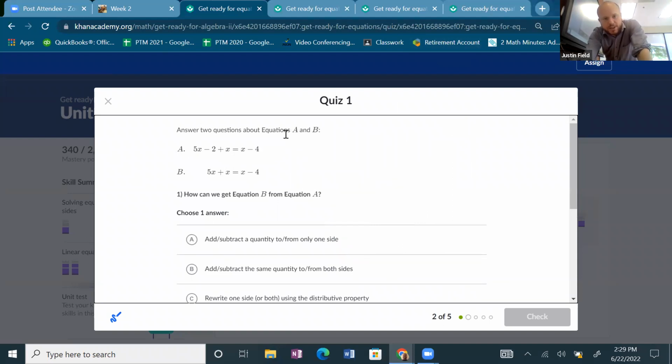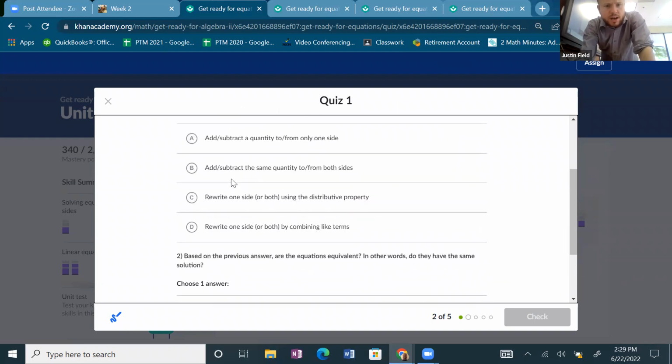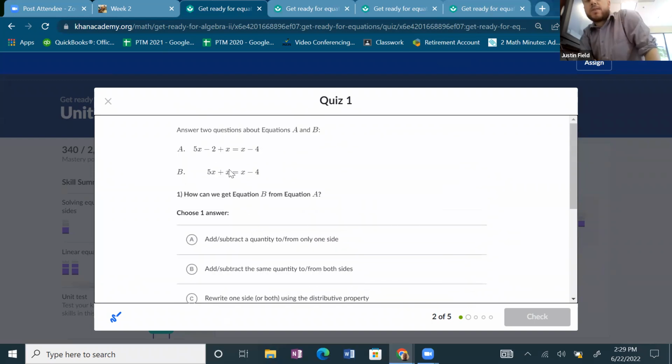Answer 2 questions about equation A and B. How can we get equation B from equation A? So if I'm looking at equation A, I'm looking for the difference. 5x minus 2 plus x equals x minus 4. 5x plus x equals x minus 4. So the only difference that I see is the -2. So I don't really think that you can.